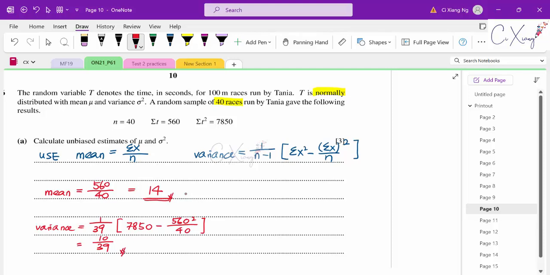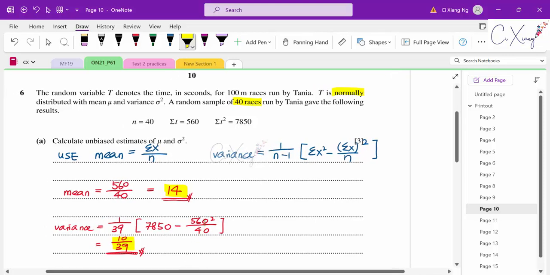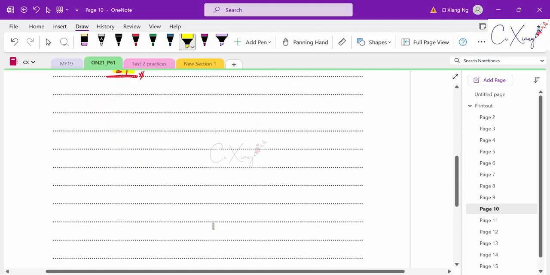I will keep this in fraction form because this is part A, and I expect that we might want to use this result again in part B. To make sure that I get the most accurate answer, I will keep the variance in fraction form so that later I can get everything nicely and accurately. So this is what we have for part A in question number 6. Let's have a look at part B.